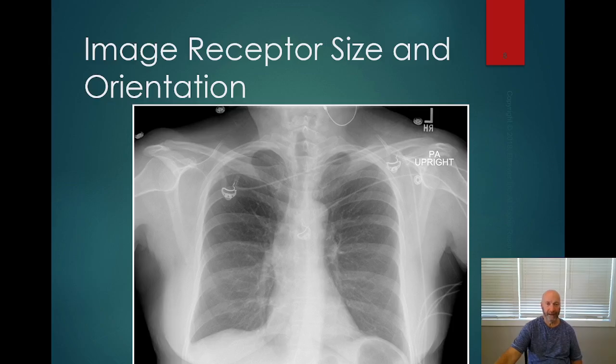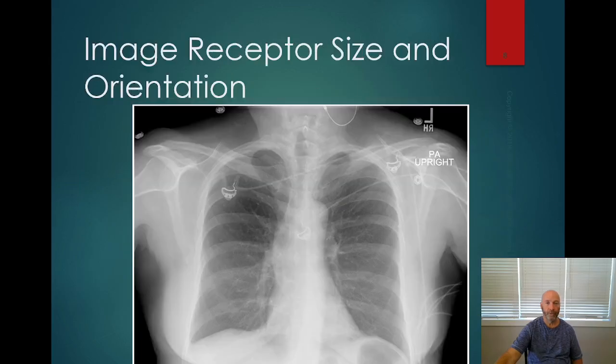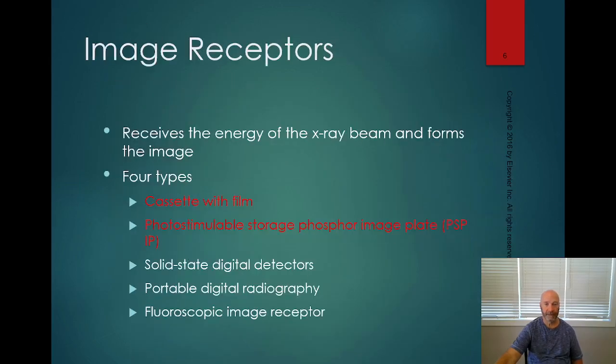So consider the anatomy, and whenever you're reading through your Merrills or your Bontragers and you're seeing the image receptor sizes, take note of that, make a mental note of that, so that you can use that in positioning if you happen to be working with image receptors that are rectangular.